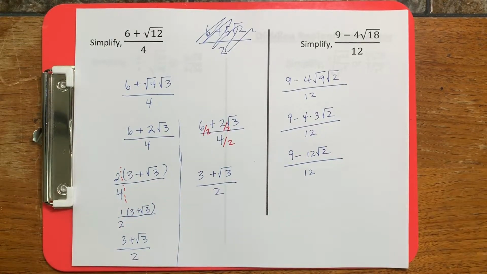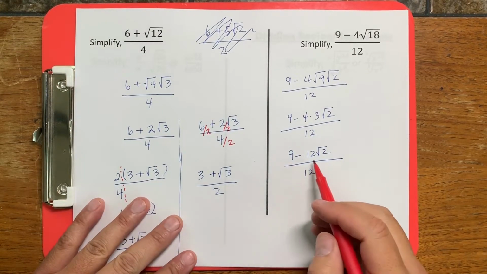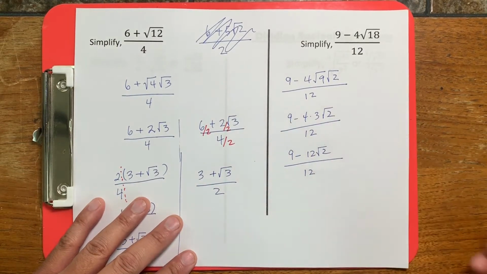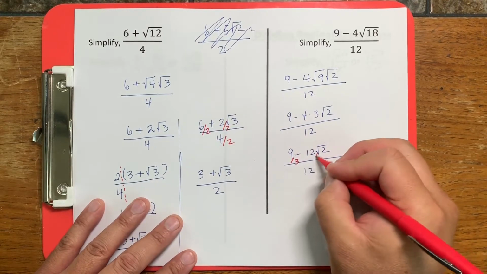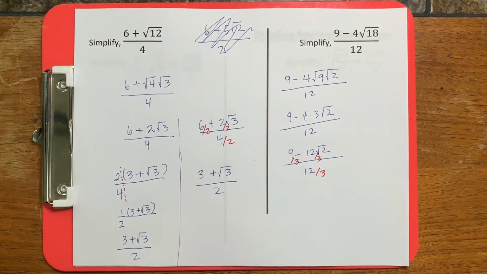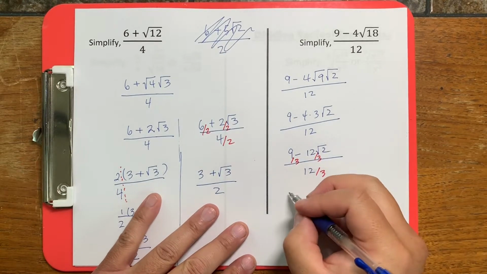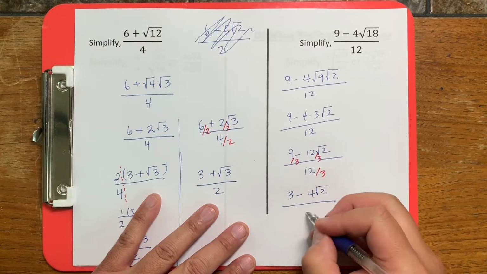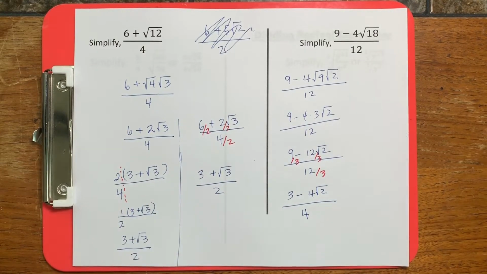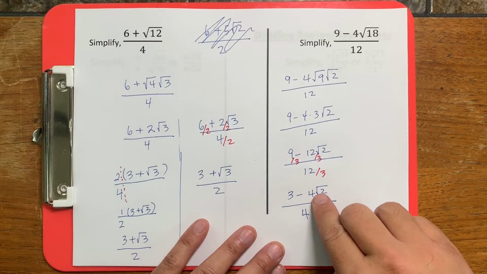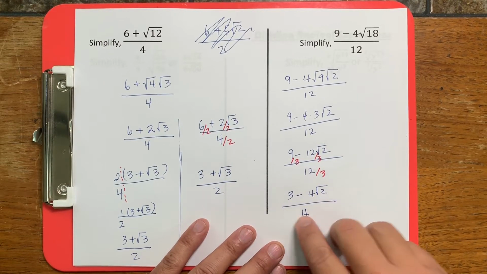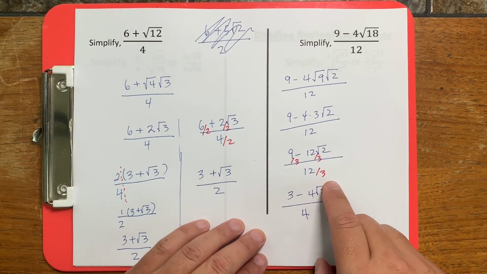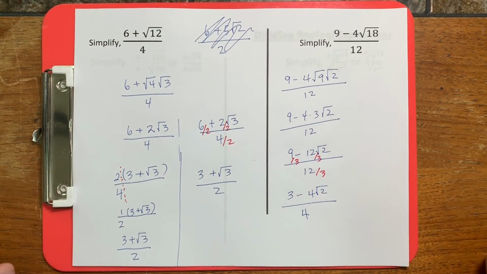And if I ask you what number divides into 9, 12, and 12, we're only looking at the numbers on the outside. That would be 3. So you would get 3 minus 4 square root of 2 divided by 4. And then we'd have to stop here. Even though these two 4s divide into each other, the 3 doesn't divide into the 4. Every term has to be divisible by the same factor in order for us to simplify.